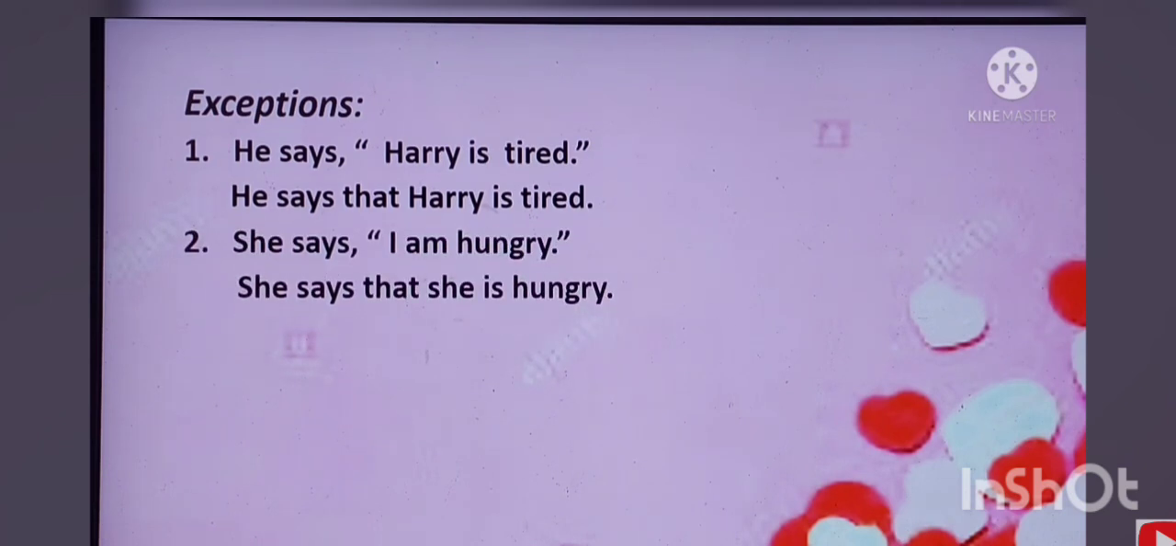Yes, because look at the reporting verb says. This is not said all the time. We use said. This is says. When you see says, you don't change the tenses inside. Don't change the tense when you see the reporting verb says. He says that Harry is tired. The same with this. She says I'm hungry. So no change. She says that she is hungry. The tense does not change because of the reporting verb says, which is in the simple present tense.